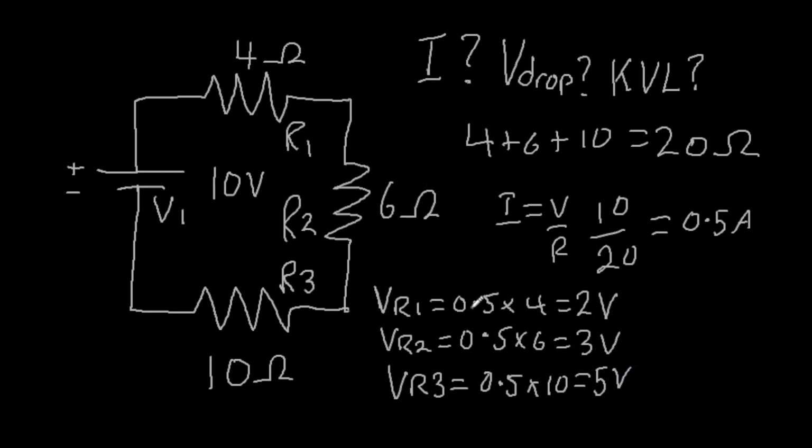So now that we have all this, we can find the expression for KVL. So I'll start writing it here. 10 volts minus VR1 minus VR2 minus VR3 equals 0. Because VR1 is 2 volts, VR2 is 3 volts, and VR3 is 5 volts. That sums up to 10 volts, therefore verifying KVL for this circuit.